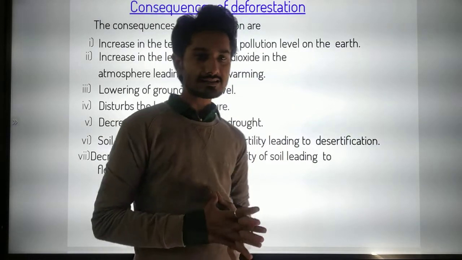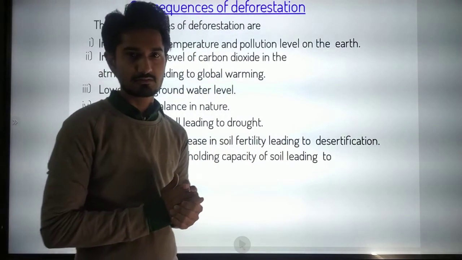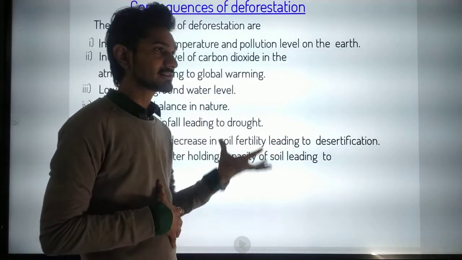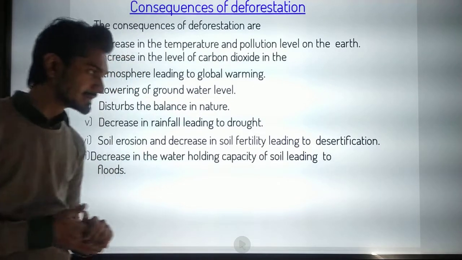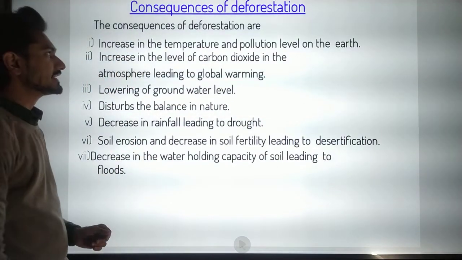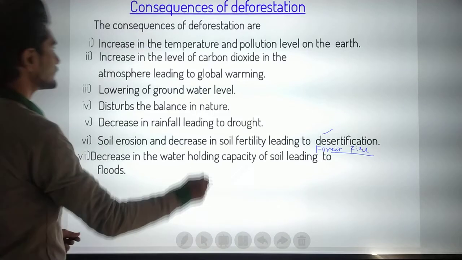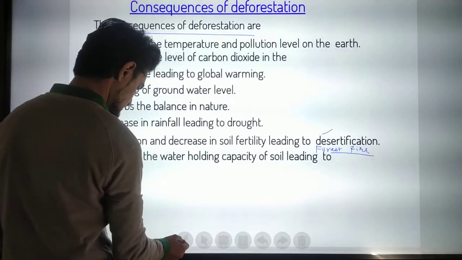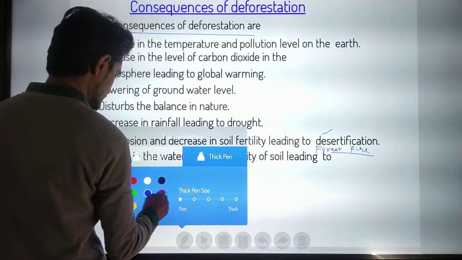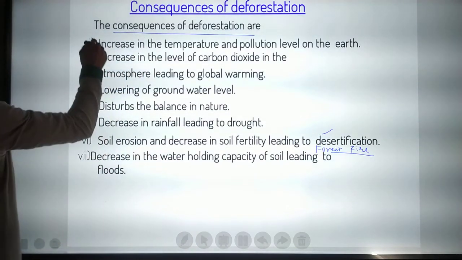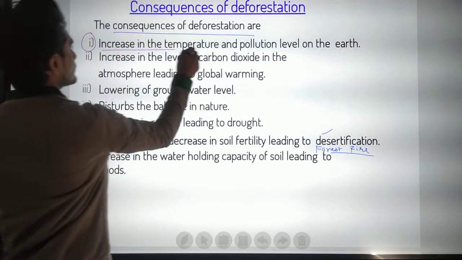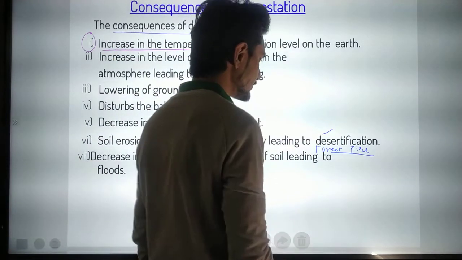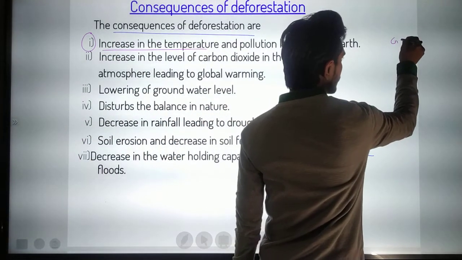Now, what are the major consequences? That gives us the reaction if we do deforestation on a regular basis. The first consequence of deforestation is an increase in the temperature, meaning the temperature is increasing. You can understand it through global warming.